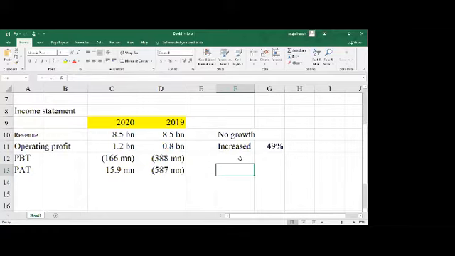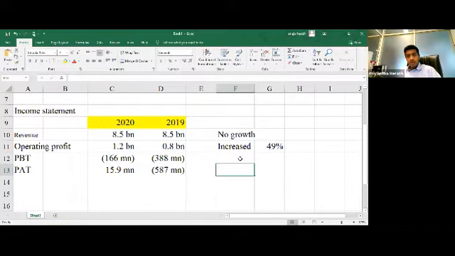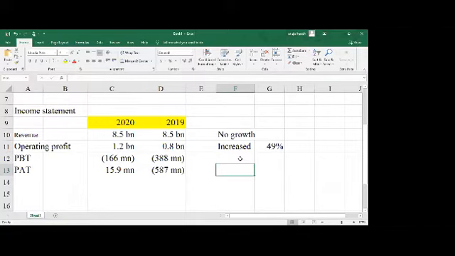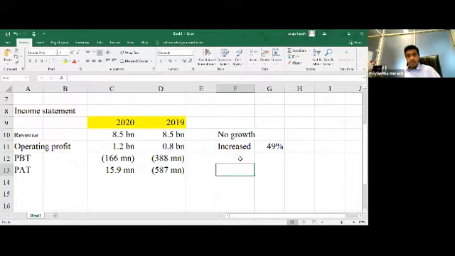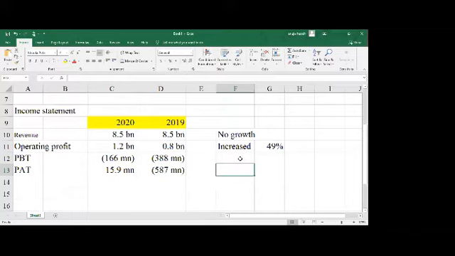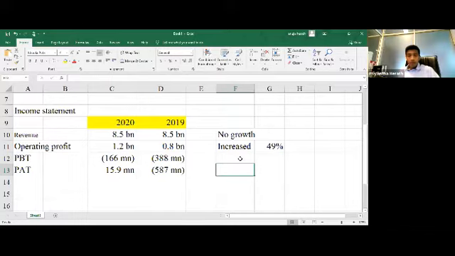By trying to reduce cost. Yeah, you can reduce your cost. Yes, optimize your resources. Or generate more output from the same resources employed. Yeah, generate more output from the same resources. Yes.